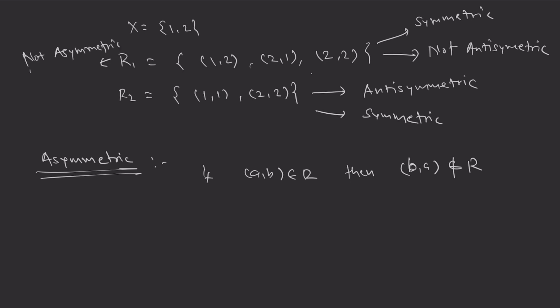Now look at this example, 1 comma 1 is there. If I reverse 1 comma 1, then what is it? 1 comma 1 again, and it is there. So this is also not asymmetric.